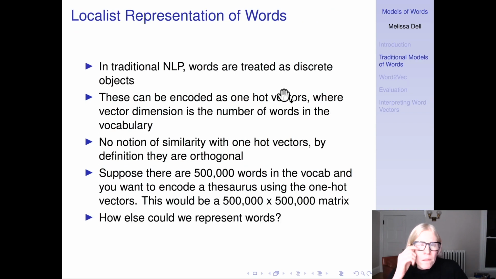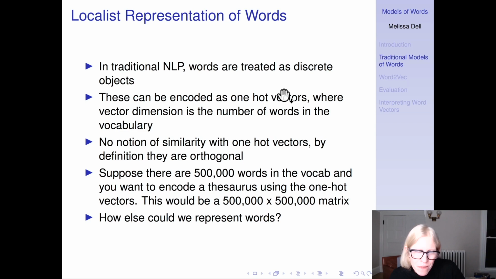All right. And so you can imagine treating words as discrete objects and just encoding them with one-hot vectors, where the vector dimension is the number of words in the vocabulary. So why would you not actually want to do this? First of all, there's no notion of similarity with one-hot vectors. By definition, they are orthogonal.